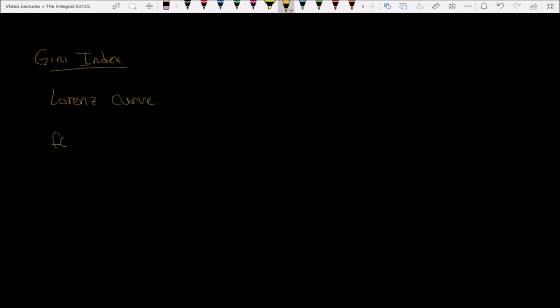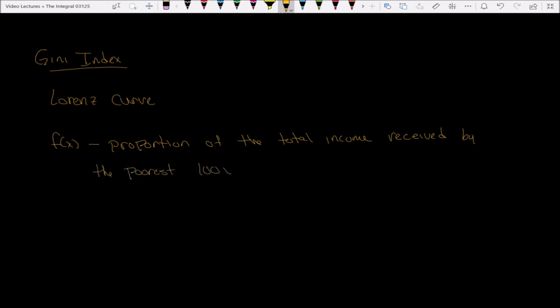What we're going to do is we're going to say f of x will be the proportion of the total income received by the poorest 100x% of the population. Obviously, x will be between 0 and 1.